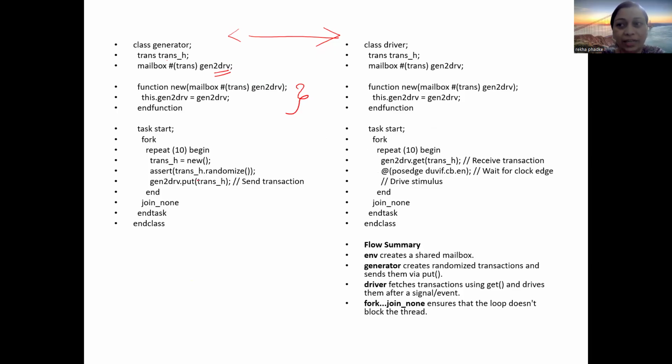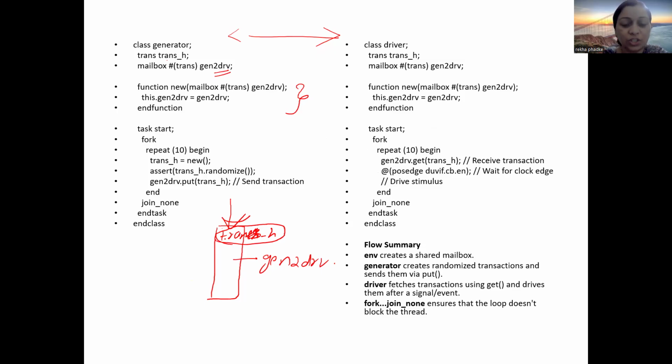All the variables which are rand or randc will have random values. And then I'm putting whichever data is generated into the mailbox. So gen_to_drv.put. What is the name of the mailbox? Let me explain. gen_to_drv is the mailbox. So there I'm putting trans_h data. It's not int now, it's of type trans. That's been put here.